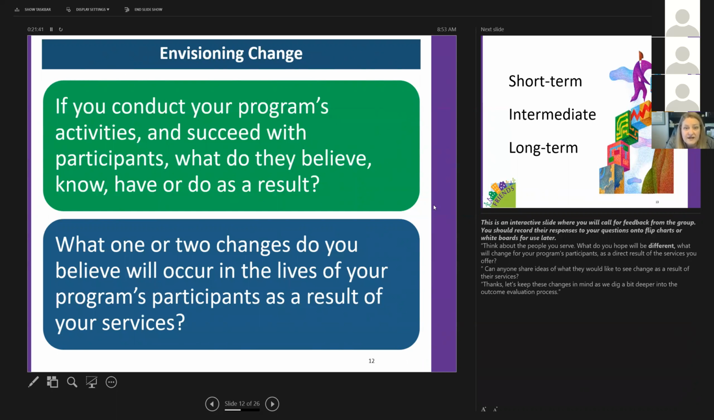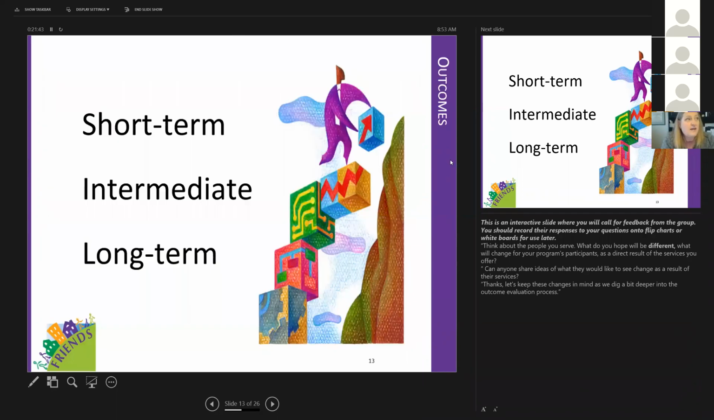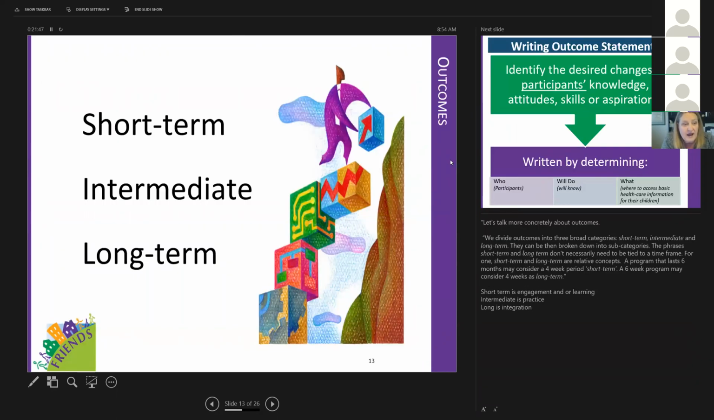Okay, excellent. So moving on, let's go ahead and begin to think about different types of outcomes in terms of short-term, intermediate, and long-term. Now, again, this might be that place where you felt like our model looked a little different than maybe something you were familiar with before, because it probably is.